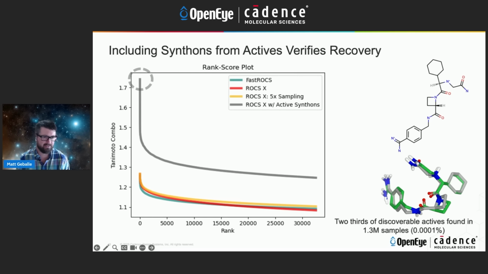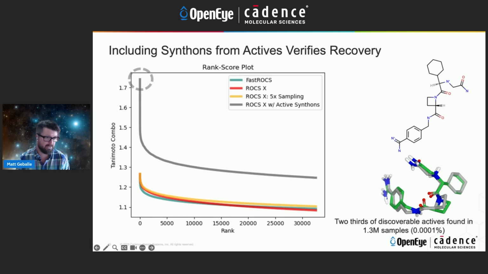And this is the hit list shown in gray now, of ROCS X on the 1.3 trillion molecule library with these active synthons sprinkled in. So we see much higher scores across the board. We see that ROCS X was able to find and prioritize building synthons from these active synthons, the active molecule synthons.